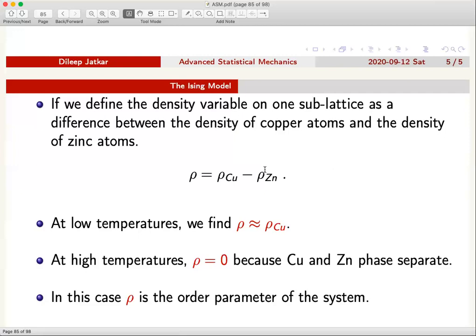Of course, brass itself could have defects, but for purely theoretical purposes, we are assuming that to be a good lattice, and a good lattice would have this structure. Okay, but even the good lattice at finite temperature would have fluctuations, dislocations, and so on, that would allow the rho to change. Okay, so that is why at low temperatures, the copper sublattice would have density same as the density of copper.